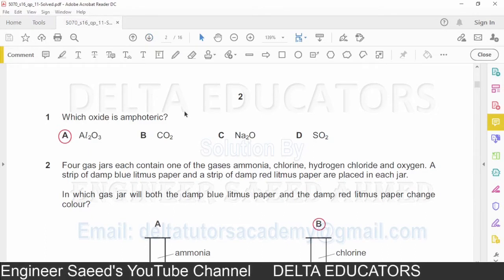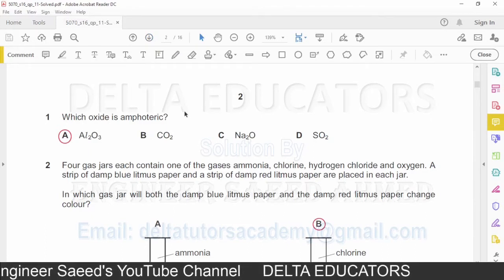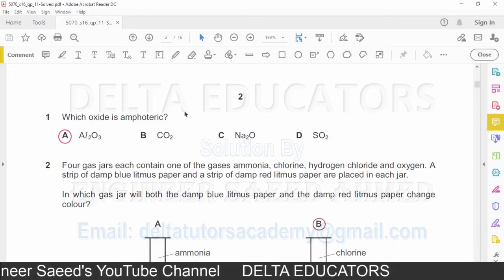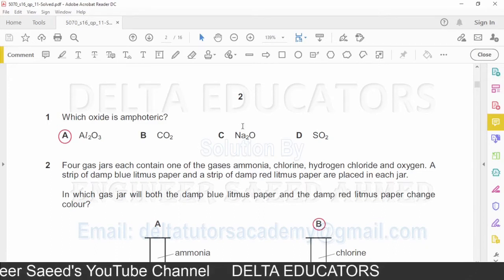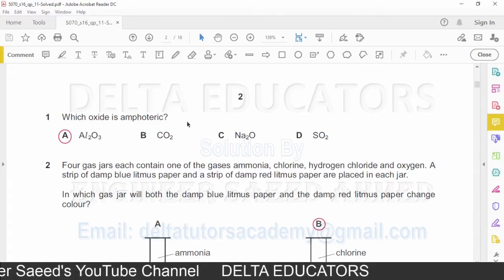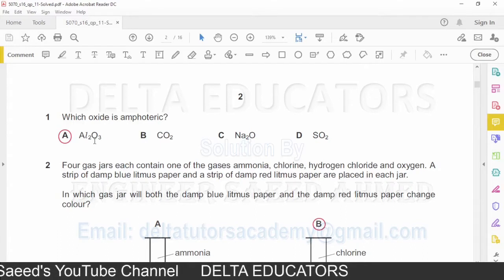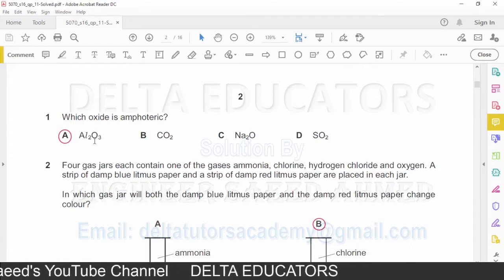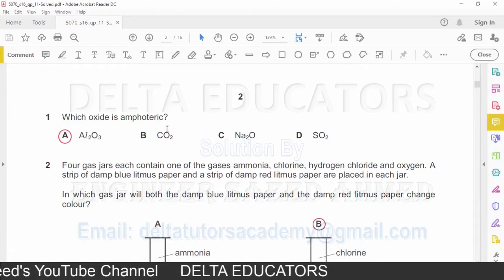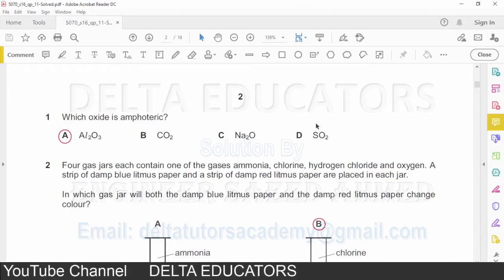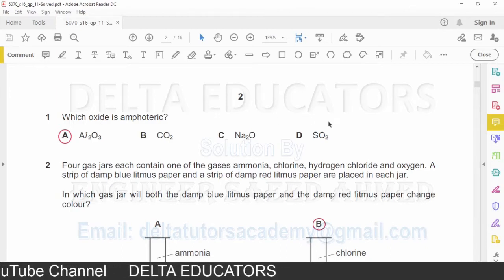Question 1. Which oxide is amphoteric? Option A, aluminum oxide, B, carbon dioxide, C, sodium oxide, D, sulfur dioxide. Out of these four options, only aluminum oxide, given in option A, is amphoteric, whereas carbon dioxide is an acidic oxide, sodium oxide is a basic oxide, and sulfur dioxide is an acidic oxide. So the correct option is aluminum oxide.